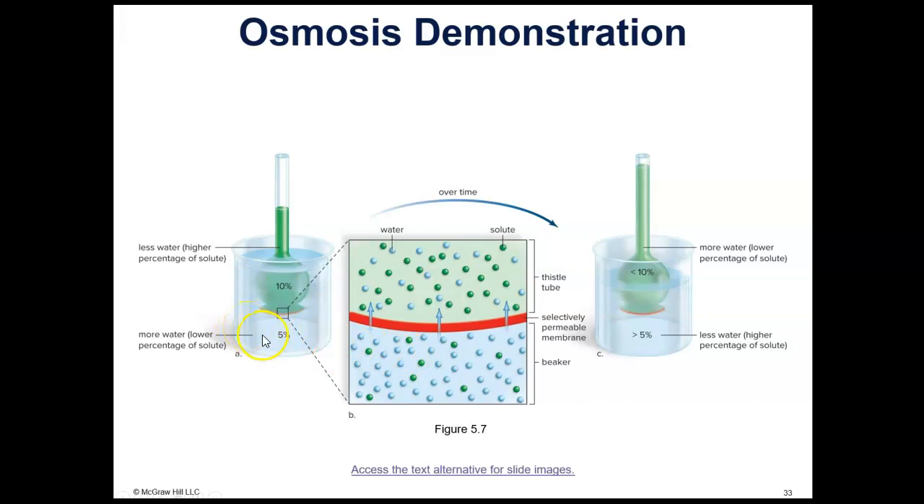So the water will move from where water's concentration is high to where water's concentration is low. So that's what you're going to see happen, and then you see the water level rise in the thistle tube because water was high in the beaker and lower in the tube. So water moves from its high to low concentration. But don't let the numbers confuse you. The numbers are the percents of solute in the water.